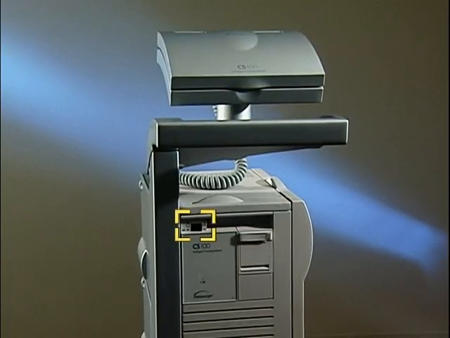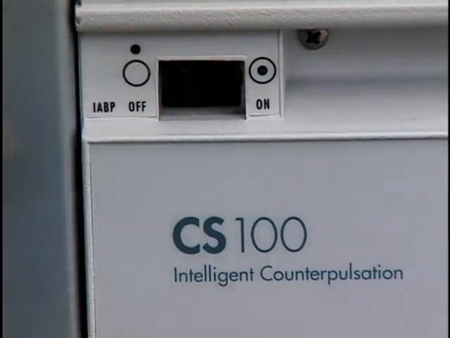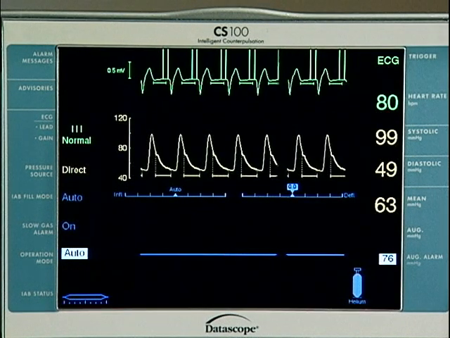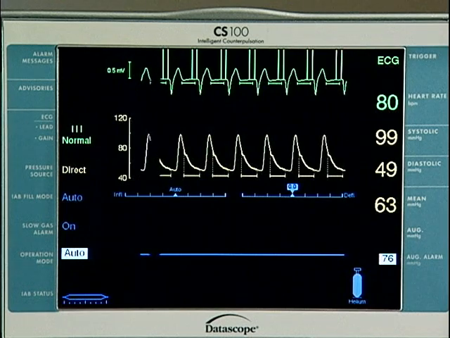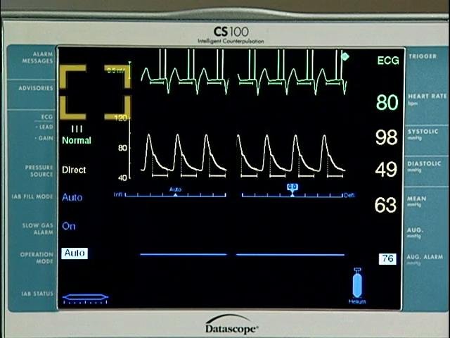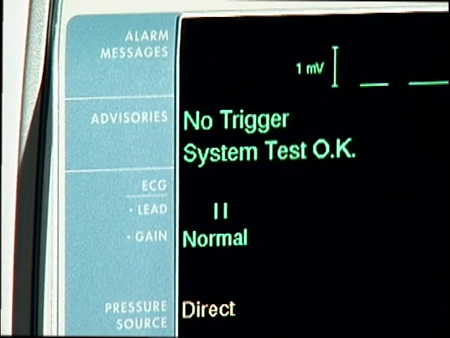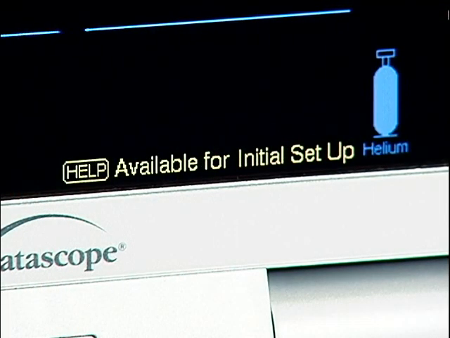Now, press the system power on-off switch to on. This starts an internal check of both the pneumatic and electronic systems. This test takes approximately 10 seconds. When this check is completed, the message "System Test OK" will be displayed. The help screens are now available for use in setup.